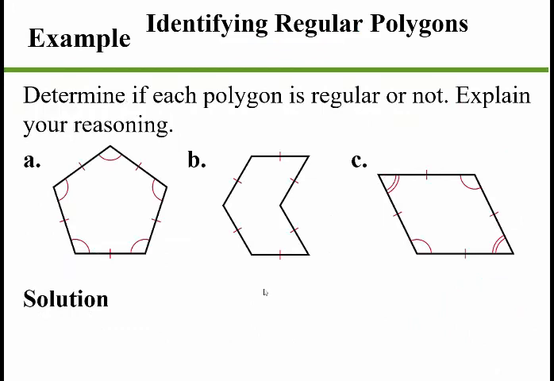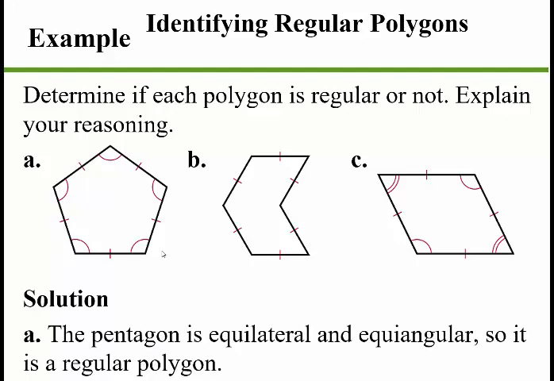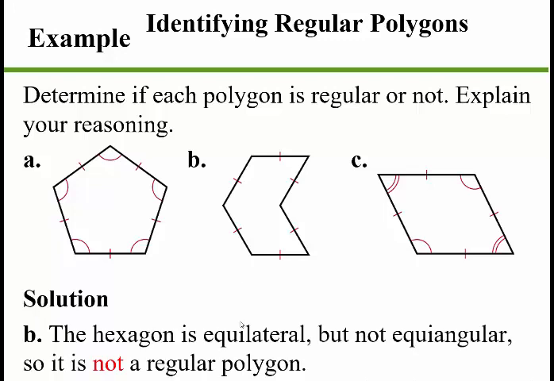All right, so determine if each polygon is regular or not and explain. So this one right here. Remember, to be a regular polygon, you must have all the angles the same, which it looks like, and all the sides the same, which it looks like. So A, the pentagon here, is equilateral and equiangular, so it's a regular polygon. If you look at B, all the sides are the same, so it's definitely equilateral, but it doesn't look like the angles are equal. So for B, this hexagon is equilateral, as I said, but not equiangular, right? So it is not a regular polygon.